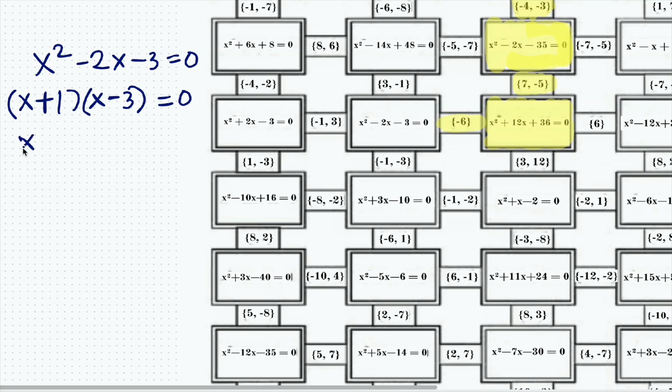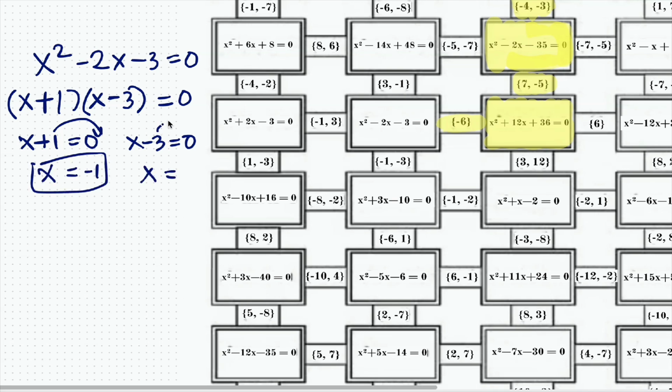So x plus 1 equals 0, x minus 3 equals 0. So the answer would be x equals negative 1, and x equals positive 3. There you go. So let us shade this one. The two answers, or two roots, would be these. Okay, let's proceed to the next equation.